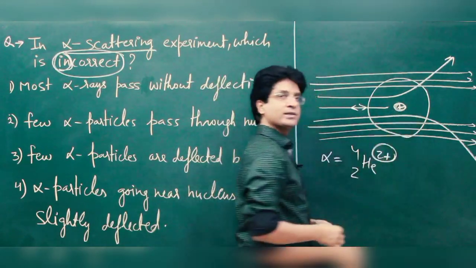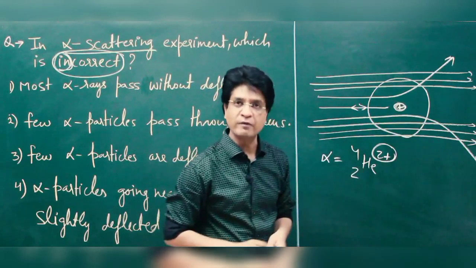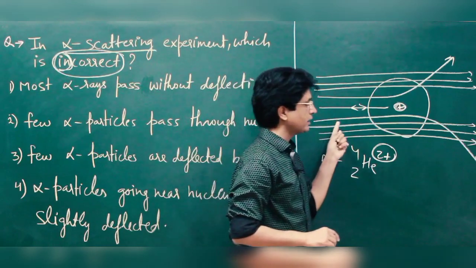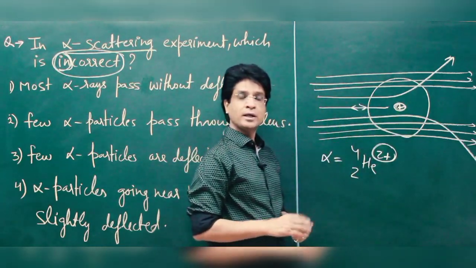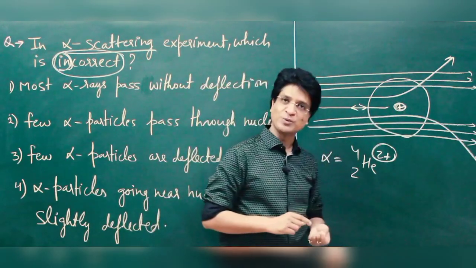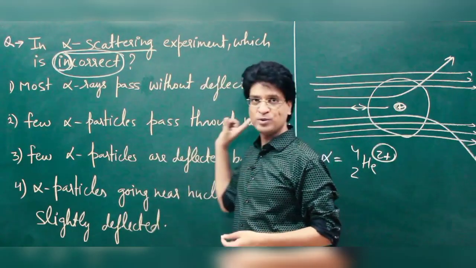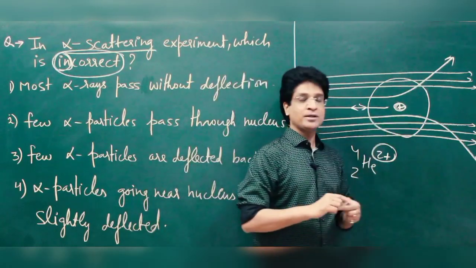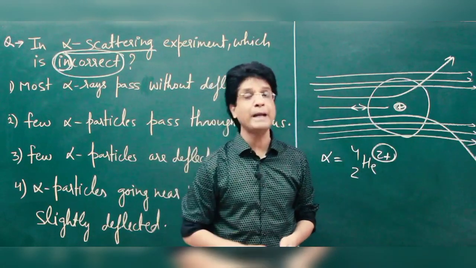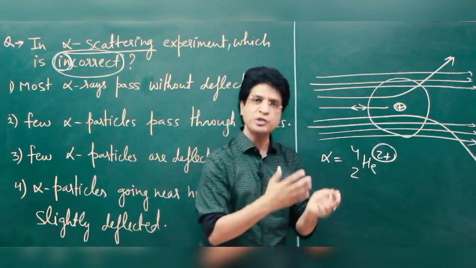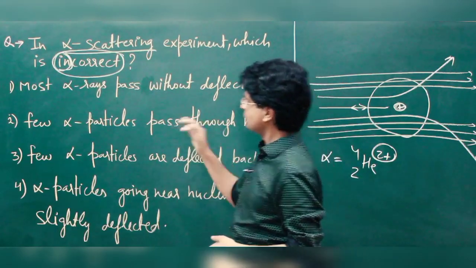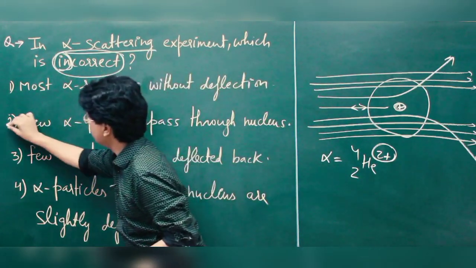Moreover, the nucleus of gold is very, very heavy. So when a lighter object strikes a heavier object, it will be deflected back. Here it is supplemented by the charge also. So it cannot pass through, because we know that Rutherford found the density of the nucleus is 10 to the power of 14 gram per cc, staggering. It is impossible to pass through that easily. So this is incorrect and that should be my answer.